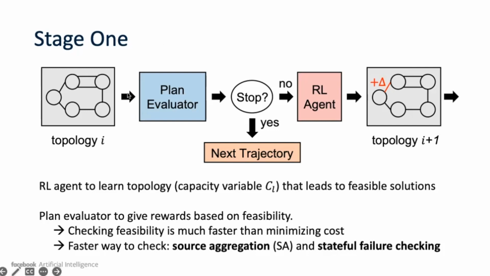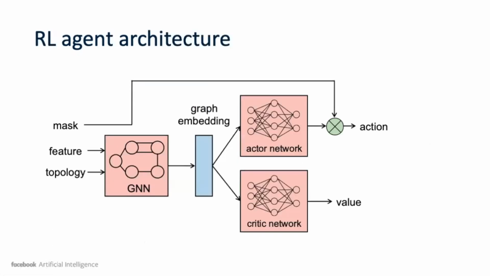Okay, so for this one, it's actually as easy as this: you basically check whether this topology is feasible. If it's feasible, then yes, the problem is solved, and you go to the second stage. If it's not feasible, then you go through the reinforcement agent and you pick the capacity there. Yeah, that makes sense.